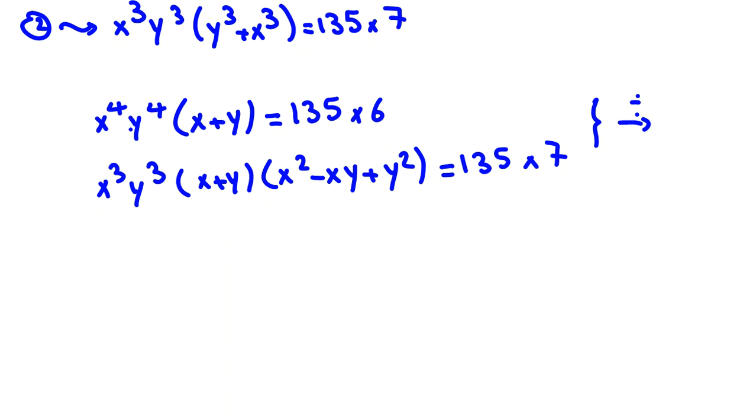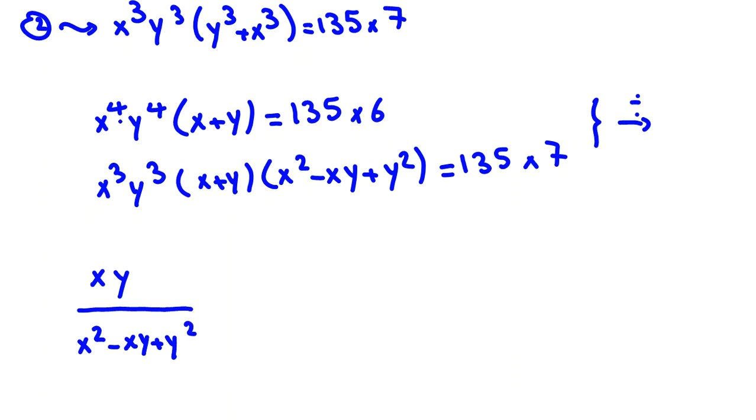So if I divide the first by the second one, we have xy, because x to the 4 y to the 4 over x cubed y cubed is xy. x plus y will be cancelled. And in the denominator, we have x squared minus xy plus y squared.